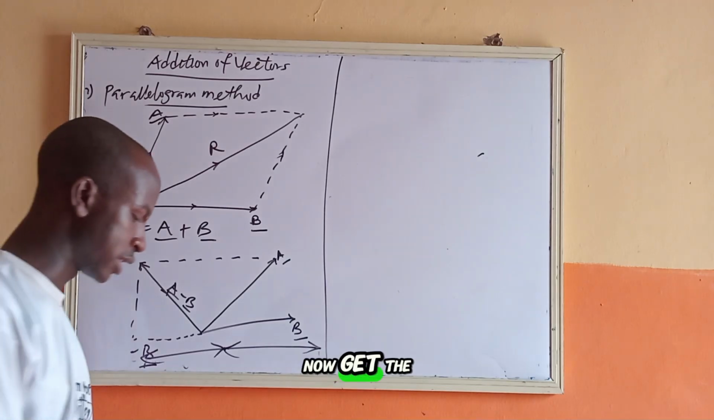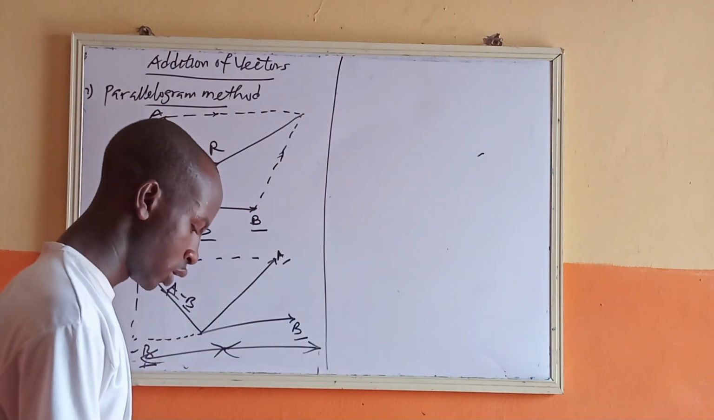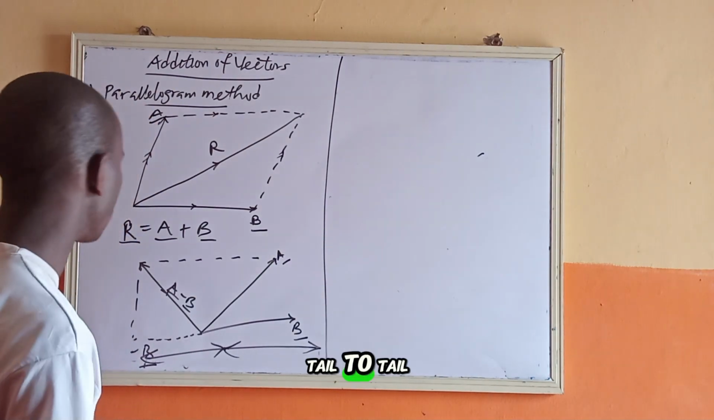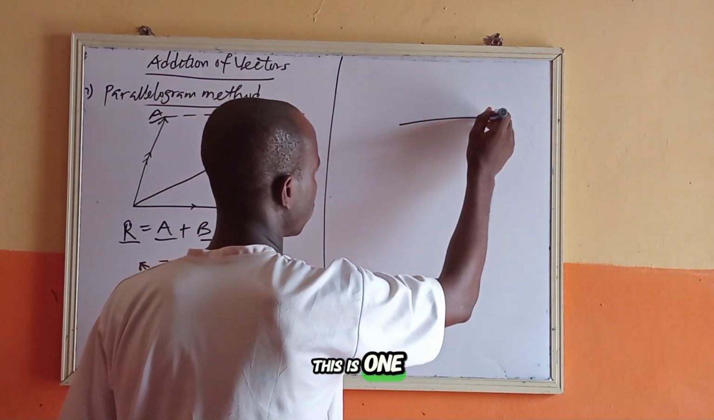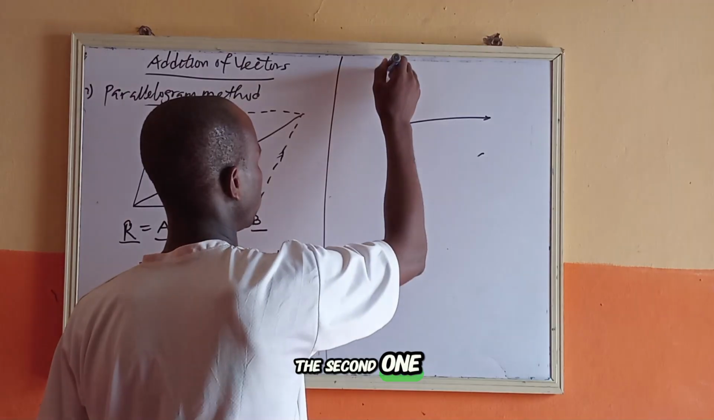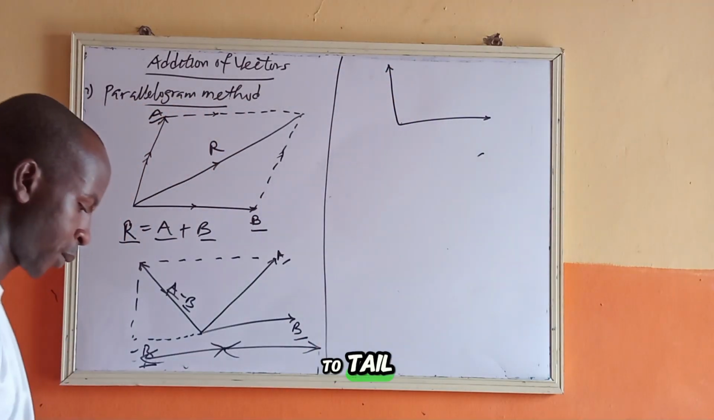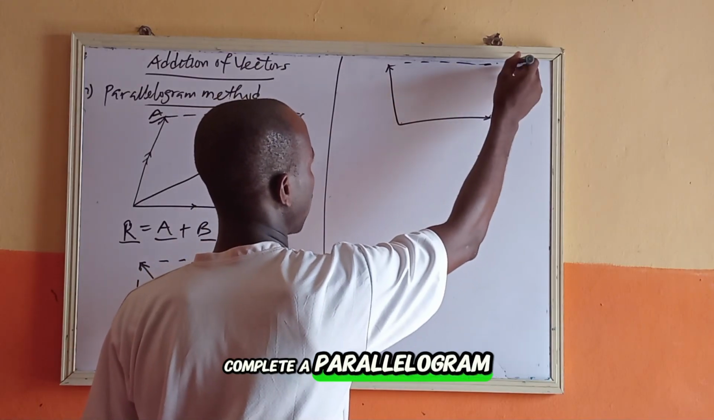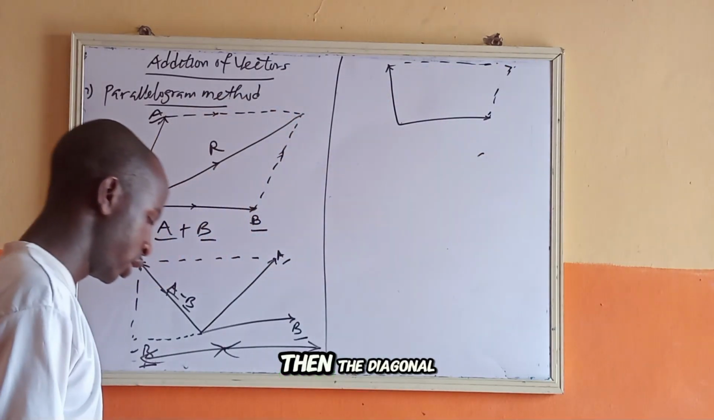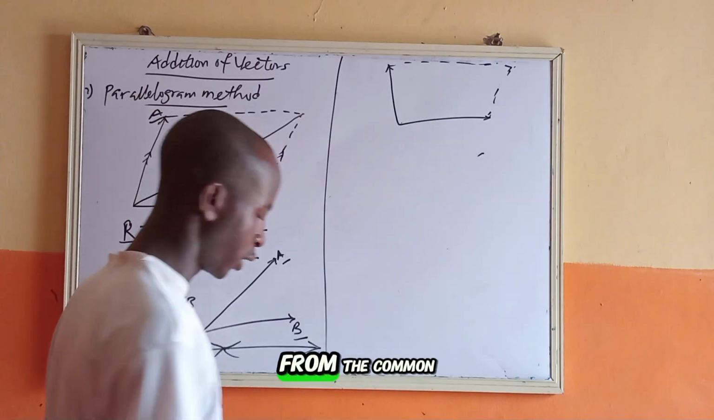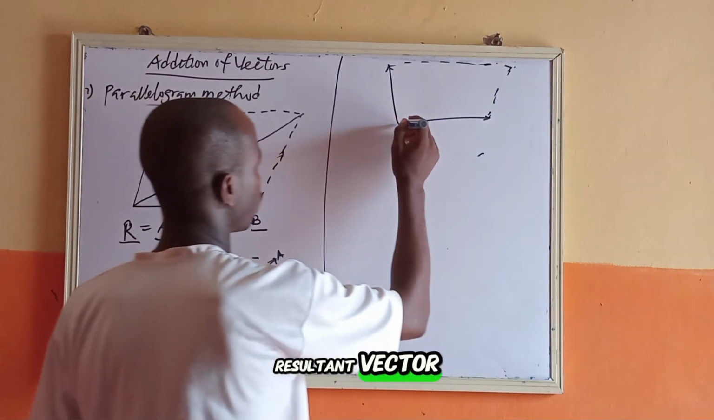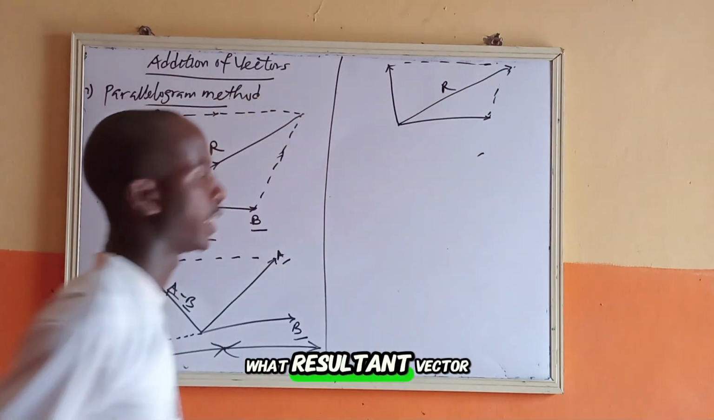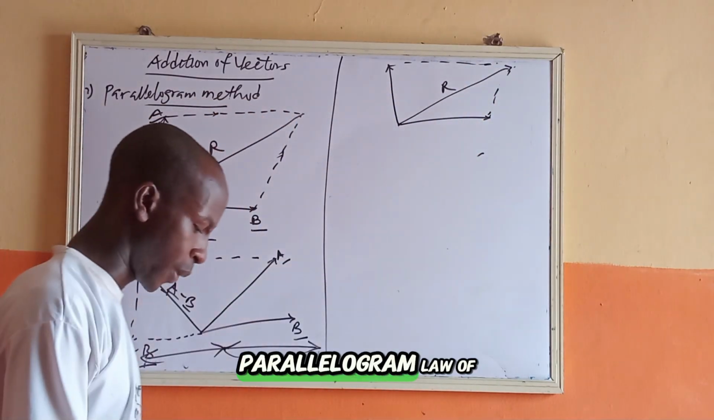Also, how do we get the parallelogram law of vector? The first method: place both vectors tail to tail. Of course, this is one tail, and the second one is a tail. So tail to tail. Complete a parallelogram. Then the diagonal of the parallelogram from the common tail gives the resultant vector. So the common tail is this, and this is the resultant vector. That is how to solve the parallelogram law of vector.